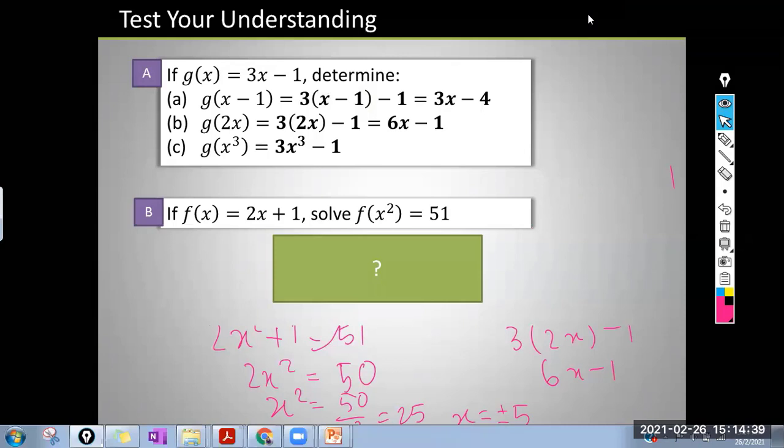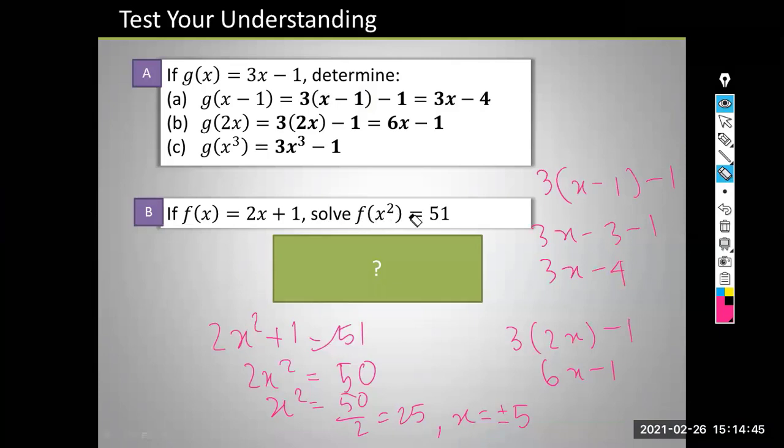Sorry, but can you repeat B? Okay, B, you are given f of x squared equal to 51. So your input now will be x squared. So you replace the x here with x squared. So 2x squared plus 1 equal to 51. The whole function equals 51, then you solve for x. So bring 1 to this side, it becomes minus 1, which is 50. Then 2 brought here becomes divide by 2. 50 divided by 2 is 25. Then to remove the square, we need to take the square root. When we take the square root, you must have plus minus. Then square root of 25 is equal to 5.